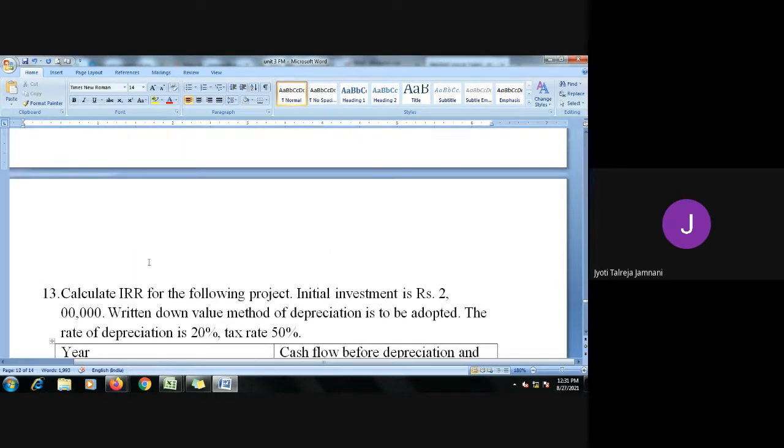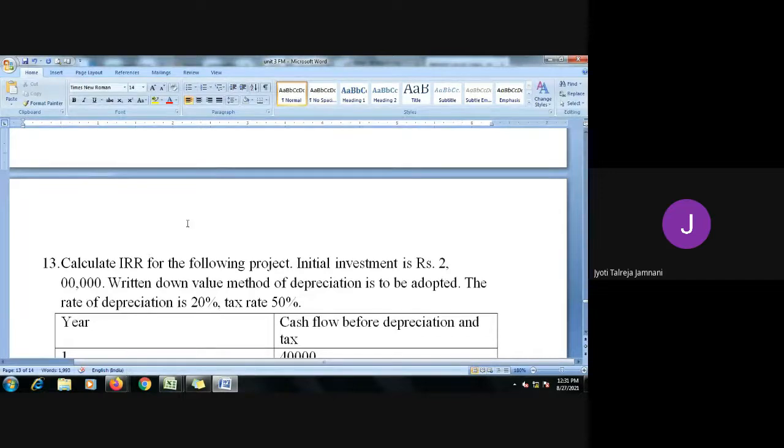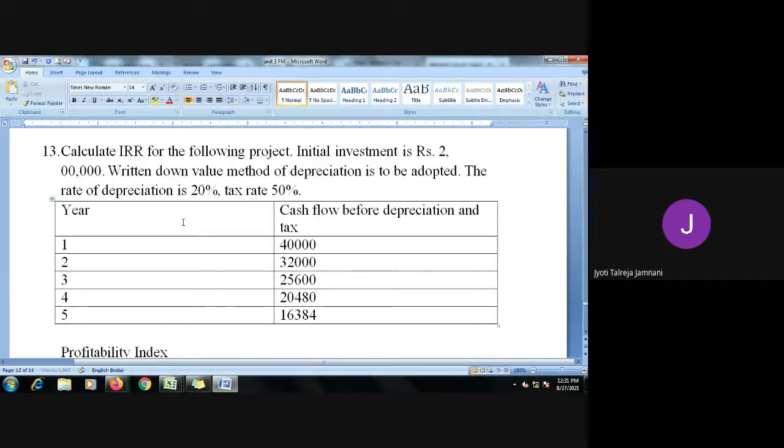Now let's go to one more problem. Now this is not an annuity problem, it's a normal problem where we say calculate IRR for the following project. Initial investment is rupees 2 lakh.